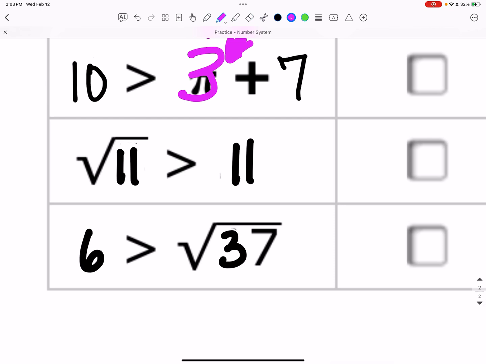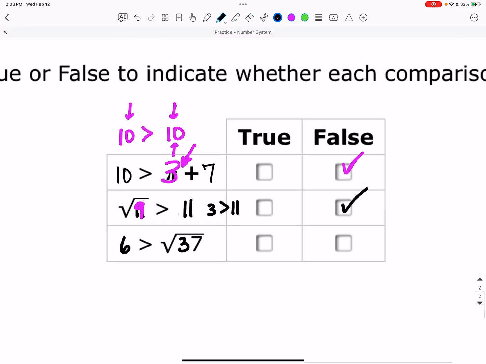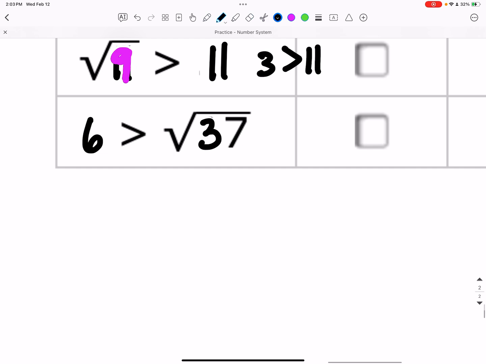Square root 11, is that bigger than 11? Well, if I can't use a calculator, I'm just going to say, I don't know the square root of 11, but I know 9. The square root of 9 is just 3. So is 3 bigger than 11? No, it is not. Over here, I don't know the square root of 37, but I do know the square root of 36. But in the back of my head, I said, I'm not 36, I am 37. So the square root of 36 is 6.